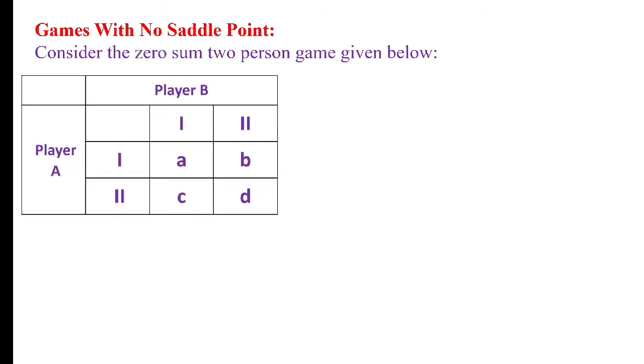Here consider the zero sum two-person game. That means one will get gain, another one will get loss. Both are added, we will get 0. That is called a zero sum two-person game. So we'll take a matrix like this: A, B, C, D. How do we find the solution when we are not able to get a saddle point?